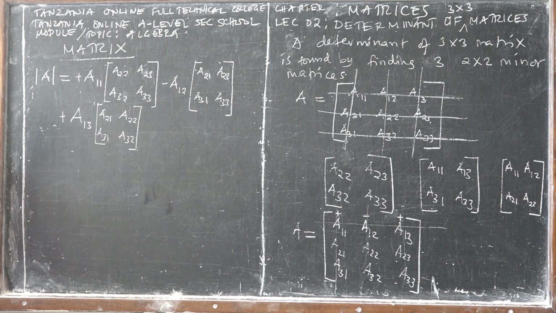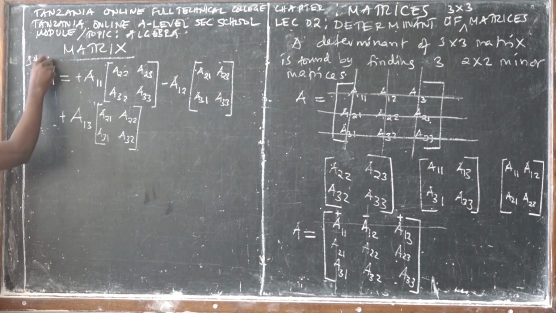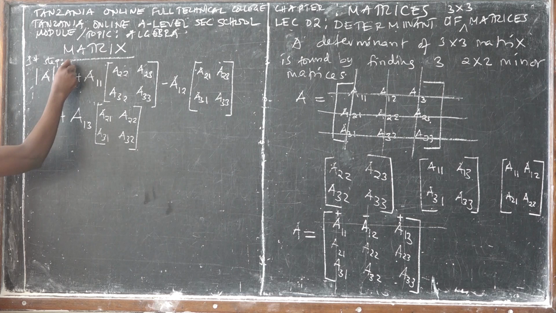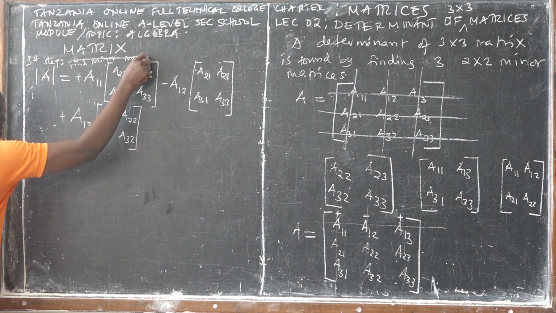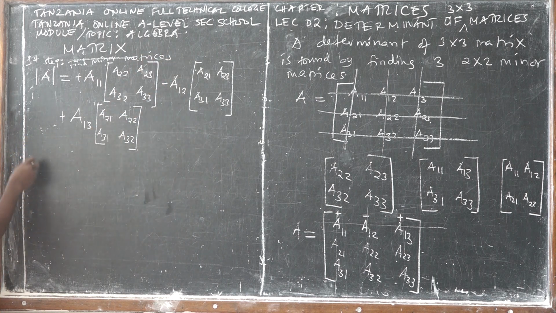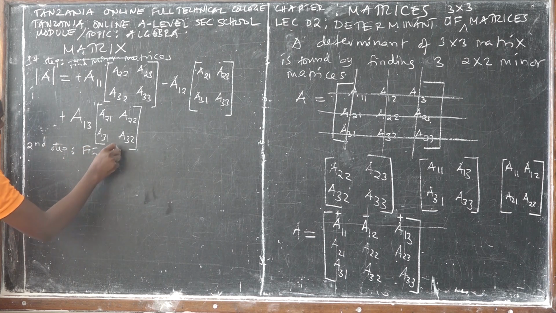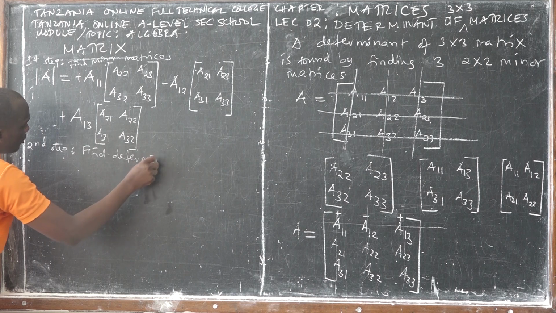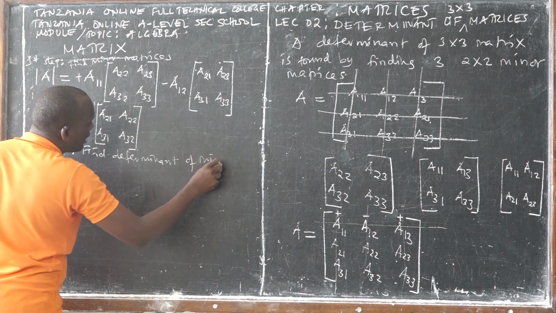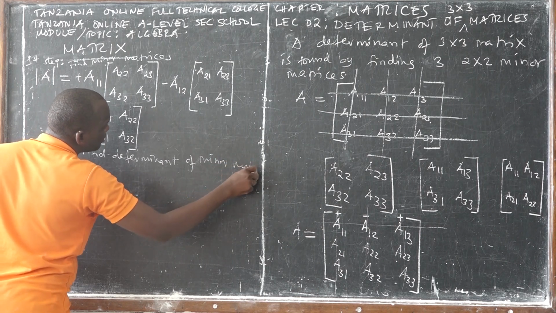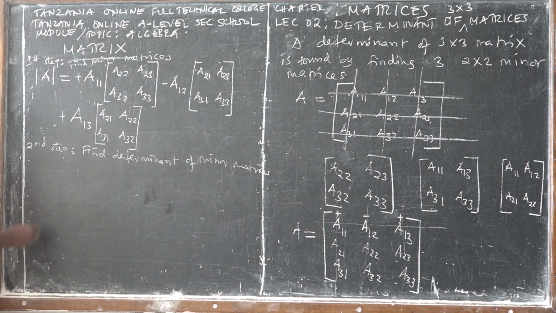Okay? Then the next process, this will be the first step: find the minor matrices. The second step, just listen: find the determinants of the minor matrices.